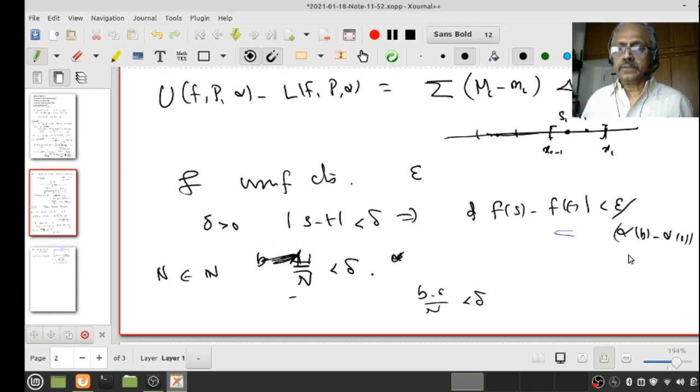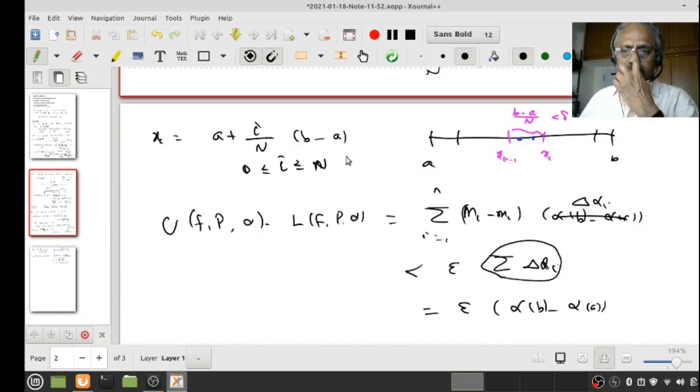And remember again, you assume alpha is increasing, but what we actually meant is alpha is non-decreasing. So suppose by bad chance alpha b equals alpha a, then this may not make sense. Then you will take 1 plus alpha b minus alpha a. This kind of small adjustment by now you should be able to make.